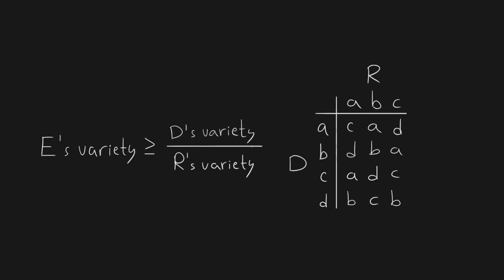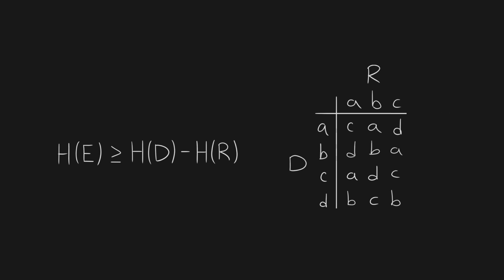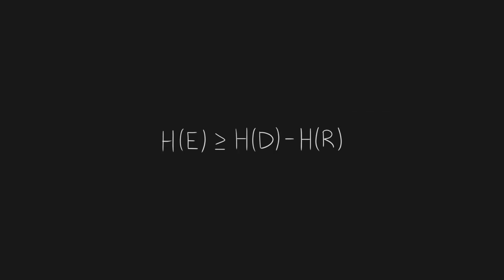Generally, if we want to reduce the variety in the outcomes due to D, we would require a corresponding increase in the variety of R. Expressed logarithmically in terms of entropies, this means that the entropy of E cannot be less than the entropy of D minus the entropy of R. This is Ashby's law of requisite variety. It is undoubtedly the most profound law of cybernetics.